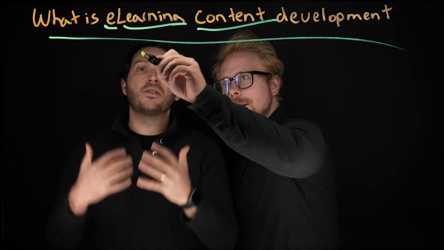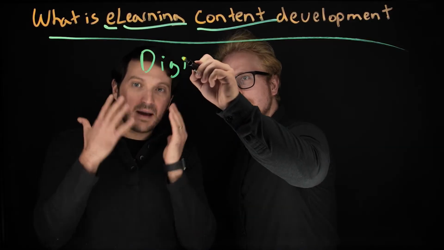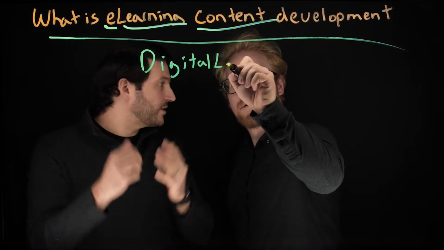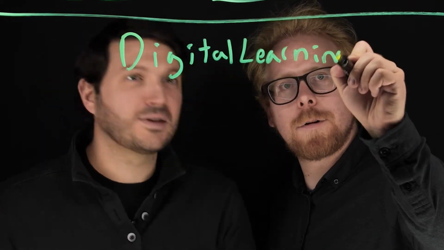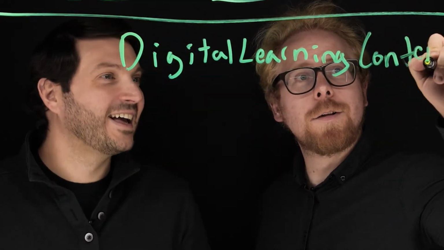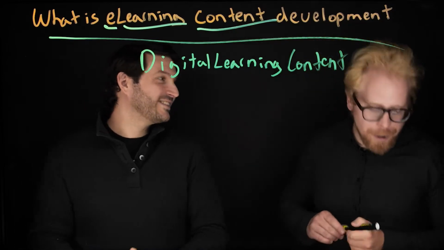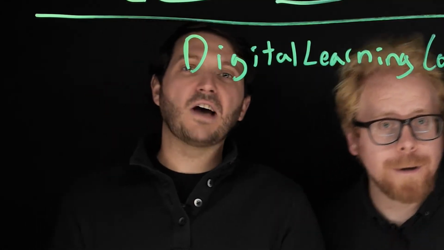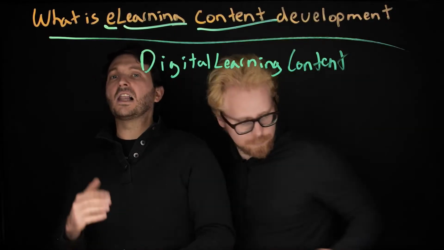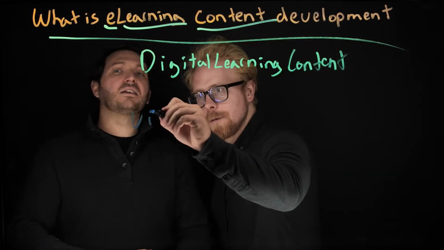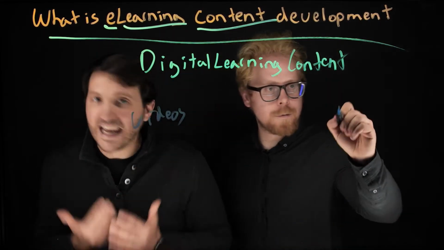It is creating content in a digital form that lives in a digital place that you can access a learner base through a digital means. That was pretty good. Digital learning content. So what types of e-learning content can you develop? You can develop videos. You can develop PDFs. You can develop authored e-learnings.